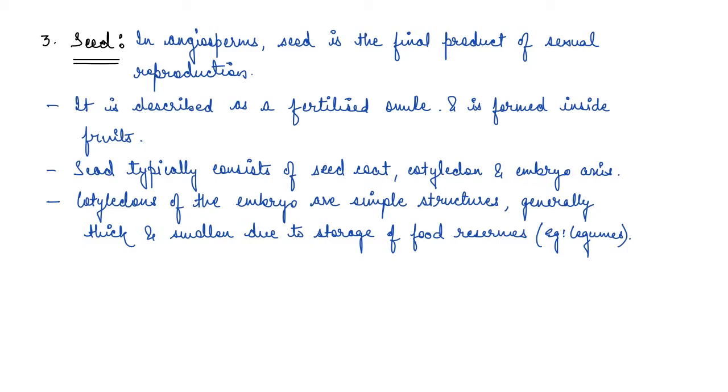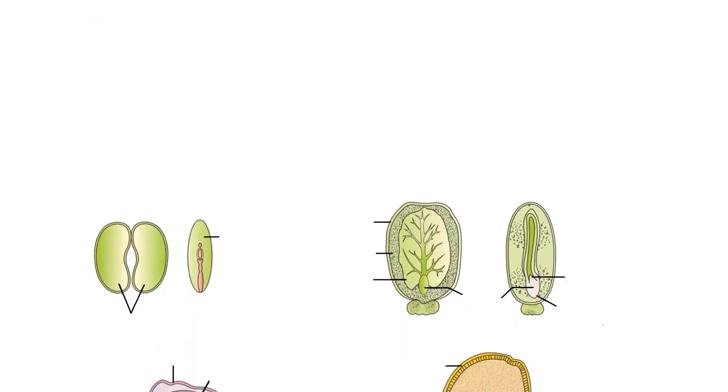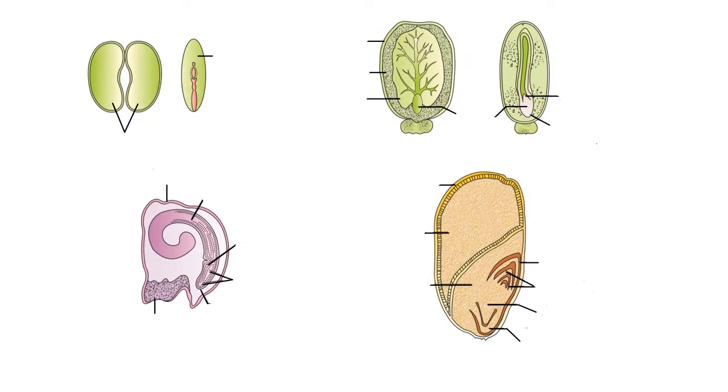Now the cotyledons of the embryo are simple structures which are generally thick and swollen due to the storage of food reserves. You must have seen in legume plants the cotyledons are thick and swollen, and it's because they store food. Now mature seeds may be either non-albuminous or albuminous. Non-albuminous means that seeds have no residual endosperm.